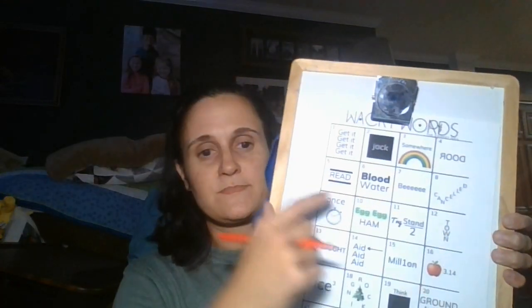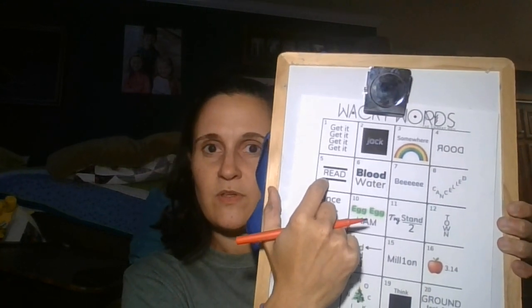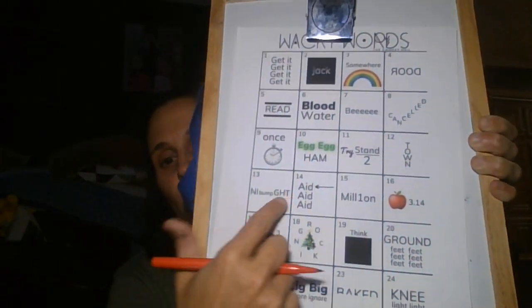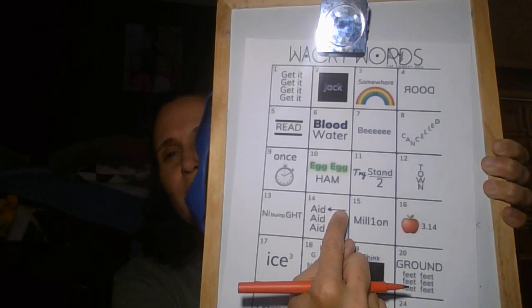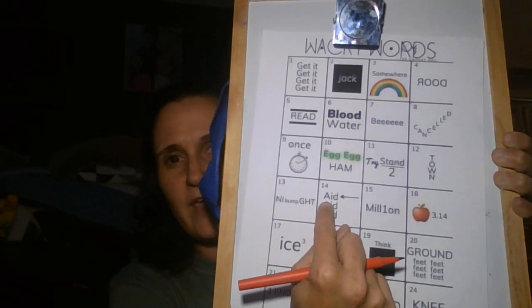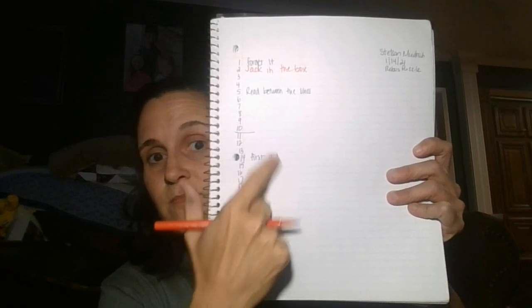If I skip on down to number 5, the word read is written in between 2 lines. Read between the lines, just like a minute ago. 14, look at that. It's the word aid, okay? It's written 1, 2, 3 times. Which one is the arrow pointing to? It's pointing to the first word aid. The first aid. First aid, like the nurse's office where you all go all the time. So next to number 14, trying to let the light adjust, sorry. There it is. I would write first aid, like read between the lines.